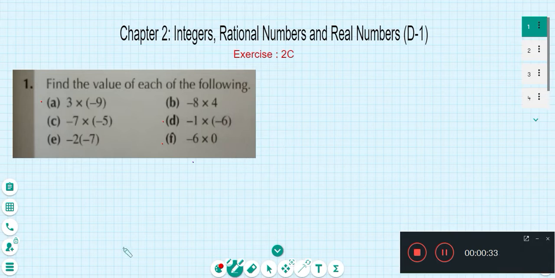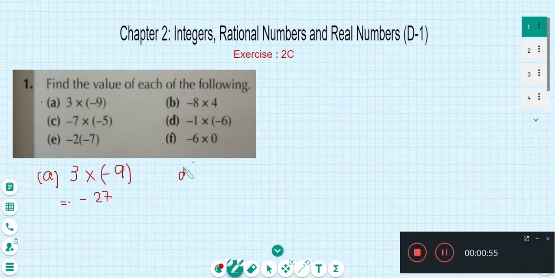So part A, 3 multiplied by -9. So I'm doing part A first. 3 multiplied by -9. So we know that plus into minus gives minus, and 3 nines are 27.